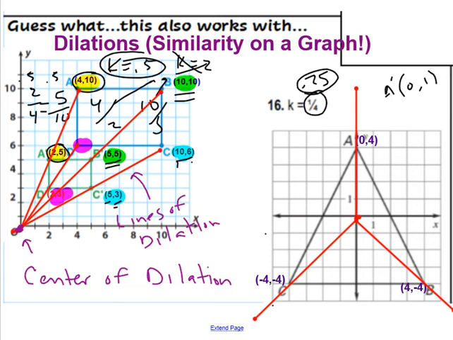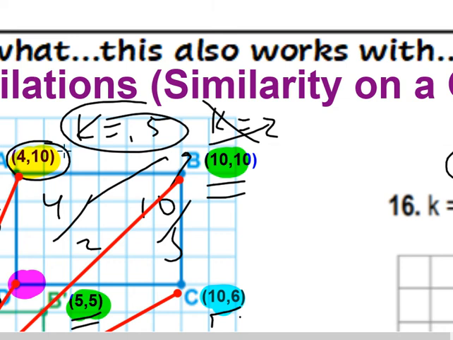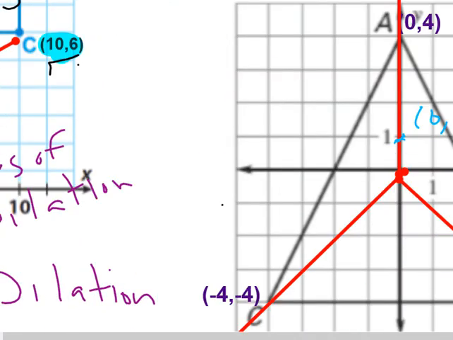Okay. If we go around the horn, if we take 4 comma 4 and we multiply by 0.25, we'll have B prime to be 1 comma negative 1. Okay, so 1 comma negative 1. Please notice both those points fell right on our lines of dilation, right on these red lines. That should help us get confidence. This is all going very well.